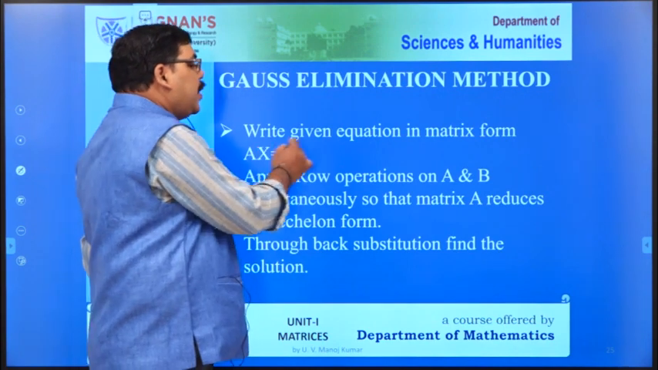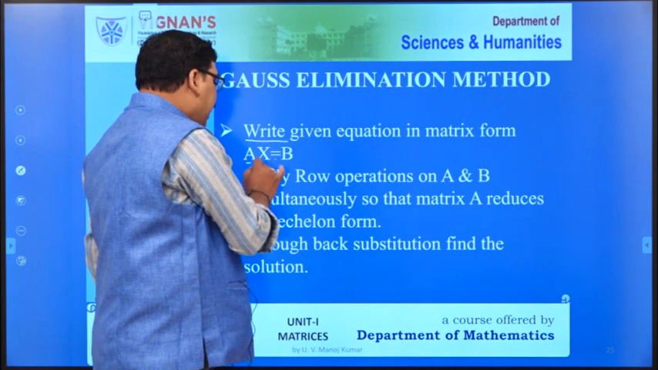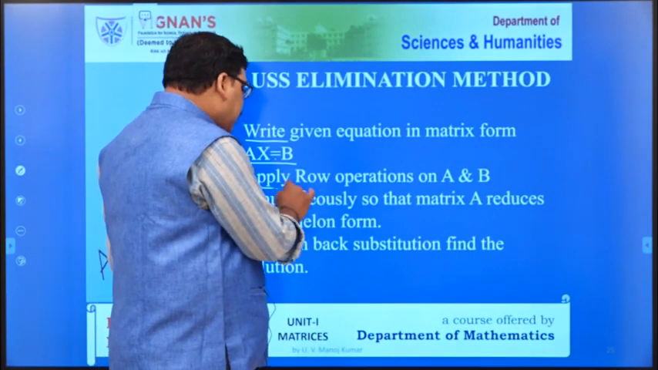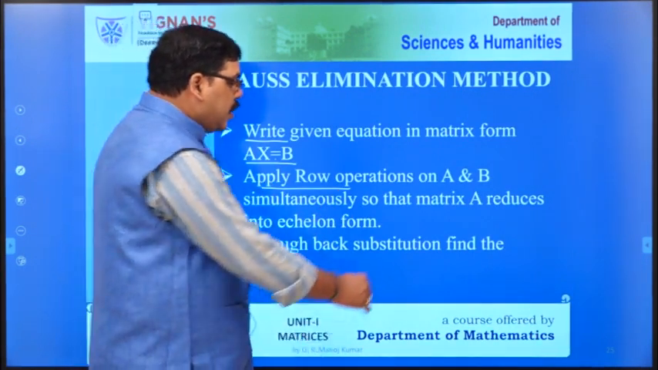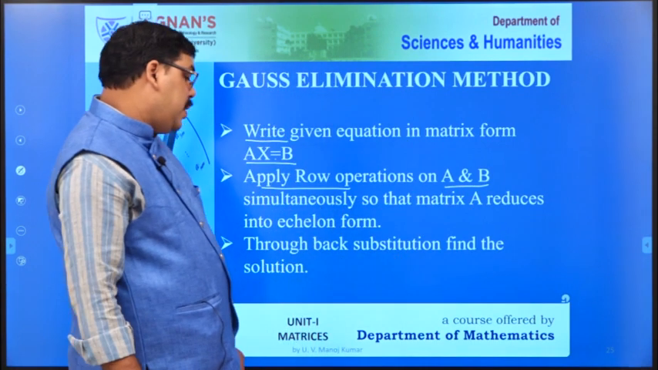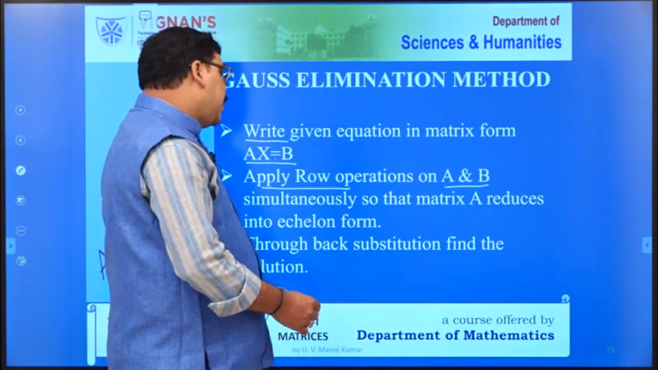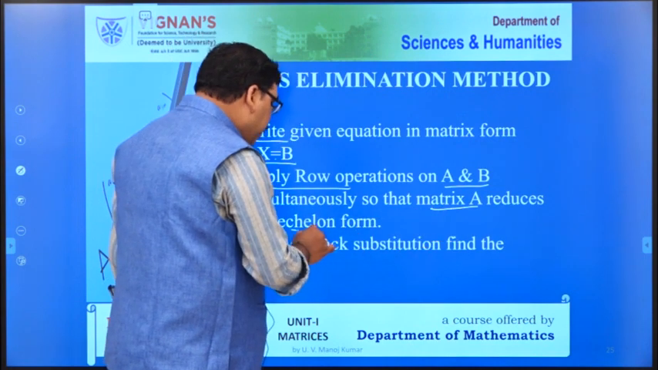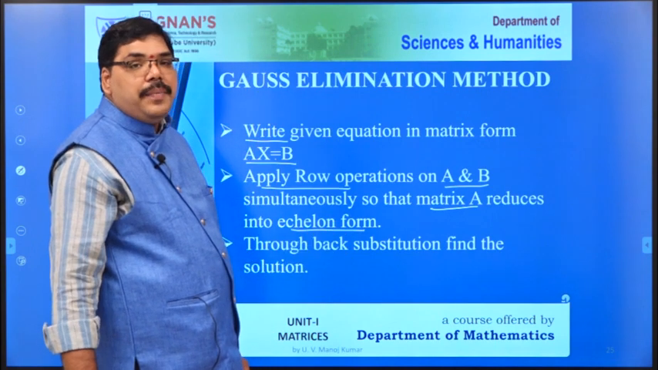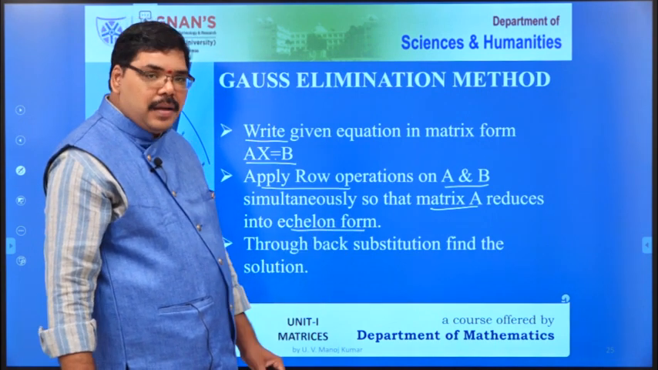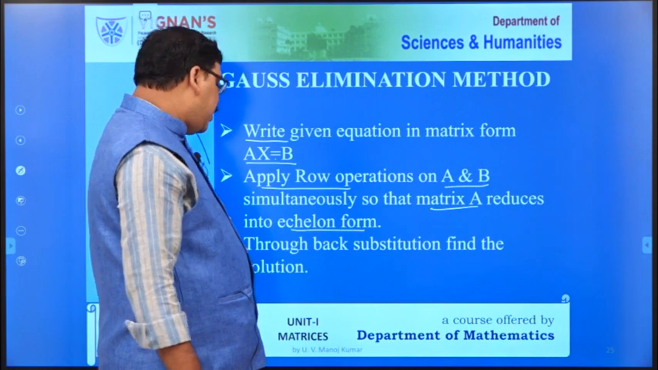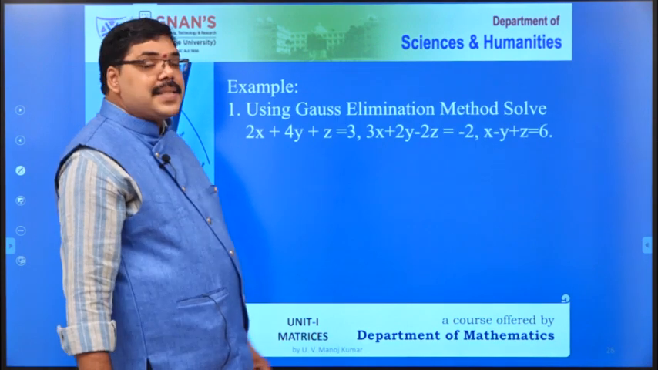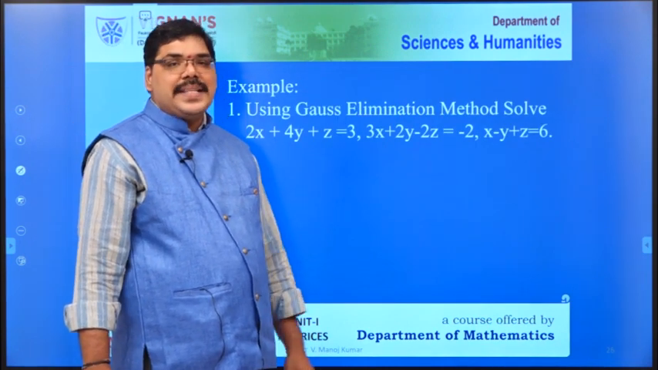So what is the first step? Write the given equation in matrix form, Ax = b. What is the second step? Apply row operations on A and B. When you are applying your row operations, your aim is to reduce the matrix A into echelon form. After reducing the matrix A into echelon form, back substitute and find the solution. Let us see this method through an example.